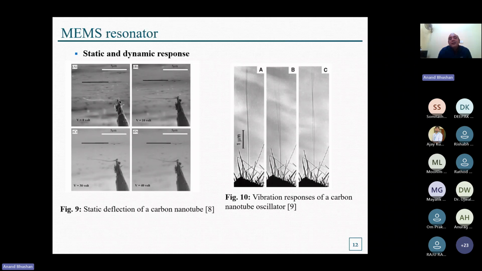The whole idea of providing DC voltage is static deflection, which has application in switches, in micro switches, and in actuation, acting as an actuator. But when we apply AC voltage, we can operate a MEMS structure as a resonator or oscillator.